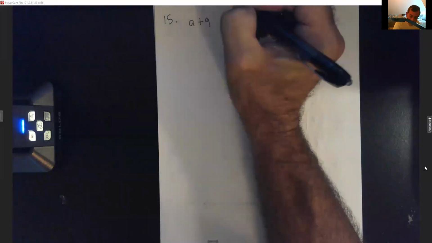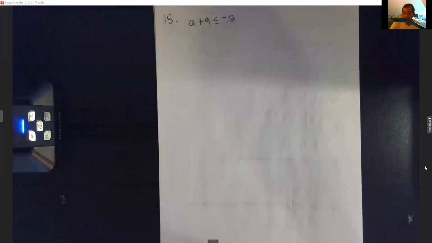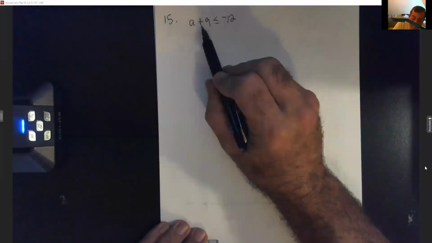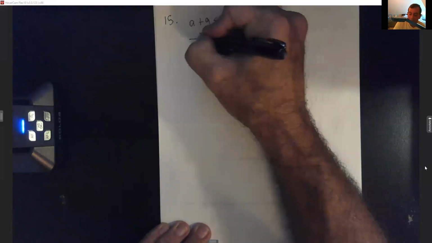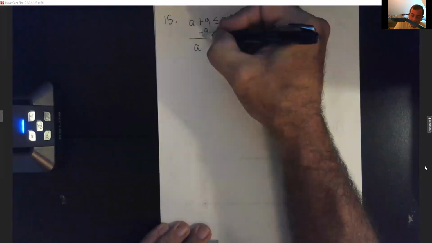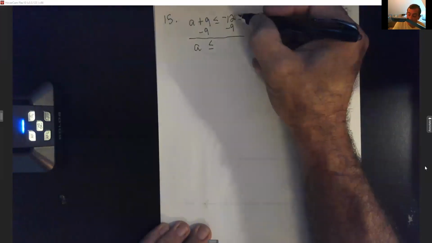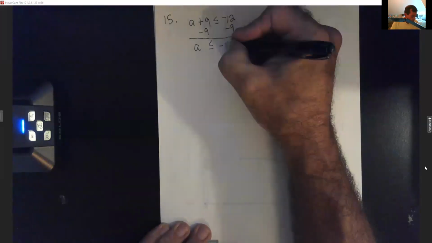Let's see what I got here on 15. Solve and graph. So I got a plus 9 is less than or equal to a negative 12. So just like on equations, I want to get this a by itself. So since I got a 9 being added, we're going to subtract 9 from both sides. So watch this. The a comes down, the 9's cancel, and that's going to be less than or equal to. Remember, I got like signs, adding two negatives. That answer will be negative. And then 12 and 9 is 21.